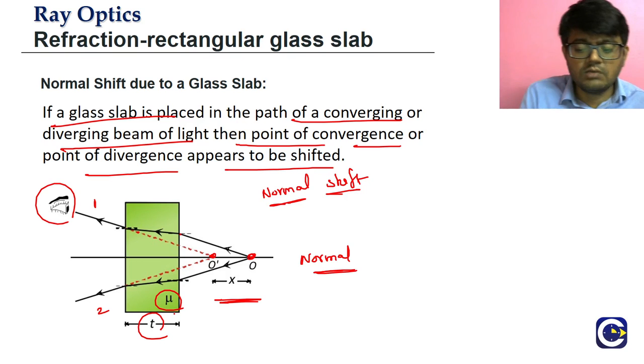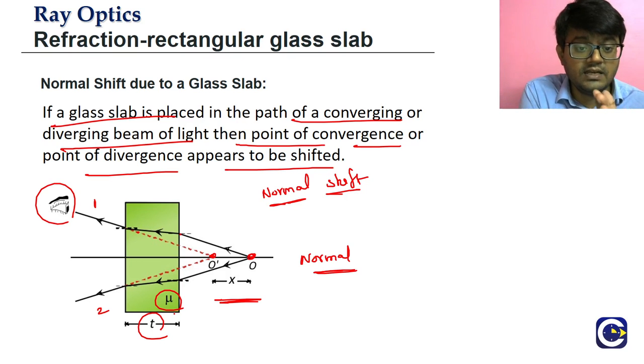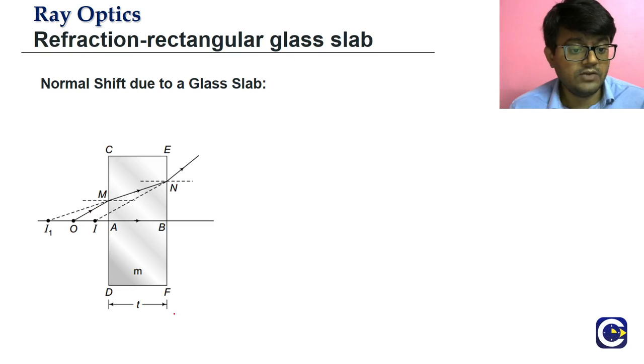So whenever we talk about refraction through a glass slab, one is the lateral shift. For a single ray of light, it will have a lateral shift. But when we look at converging rays or a diverging beam of rays, the point of convergence or point of divergence appears to get shifted, and that's what we refer to as the normal shift. So we'll see how we measure this normal shift value.